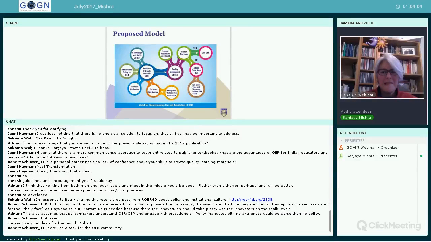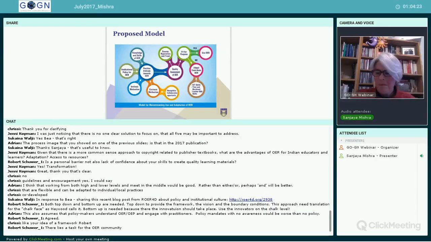And the top-down approach should also facilitate a bottom-up approach, like creating projects. If the institutions create projects to encourage teachers to adopt OER, and there are national funds available to bid for OER projects, more people will take it up.